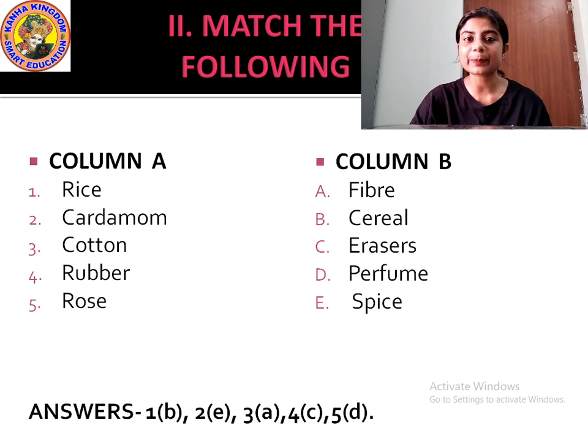Then number 5, rose. What do we use rose plant for? We use rose plant to make perfume. So the answer of number 5 is D. That is perfume. Okay. I will repeat the answer once again.